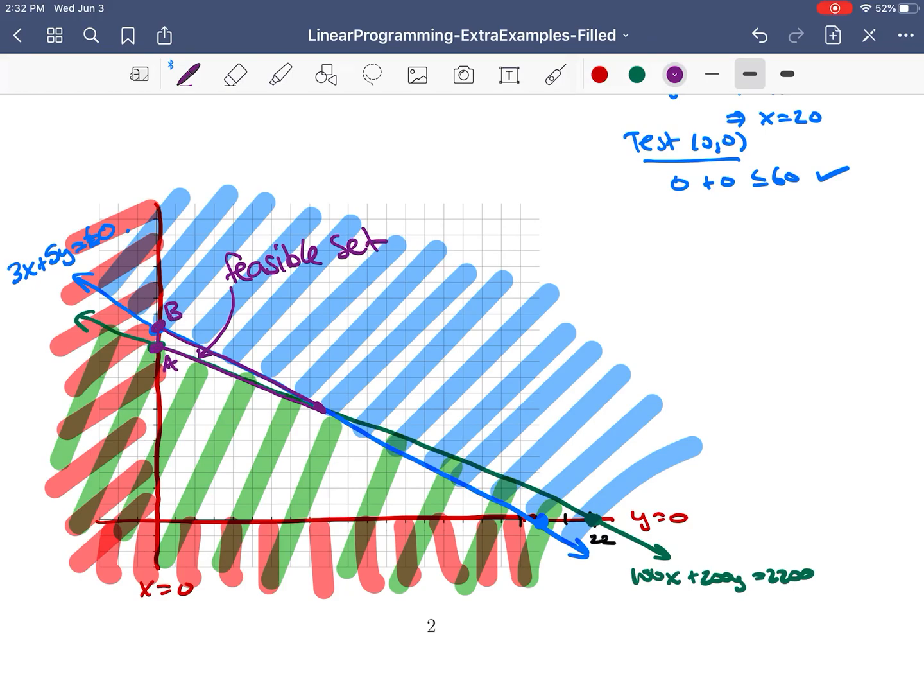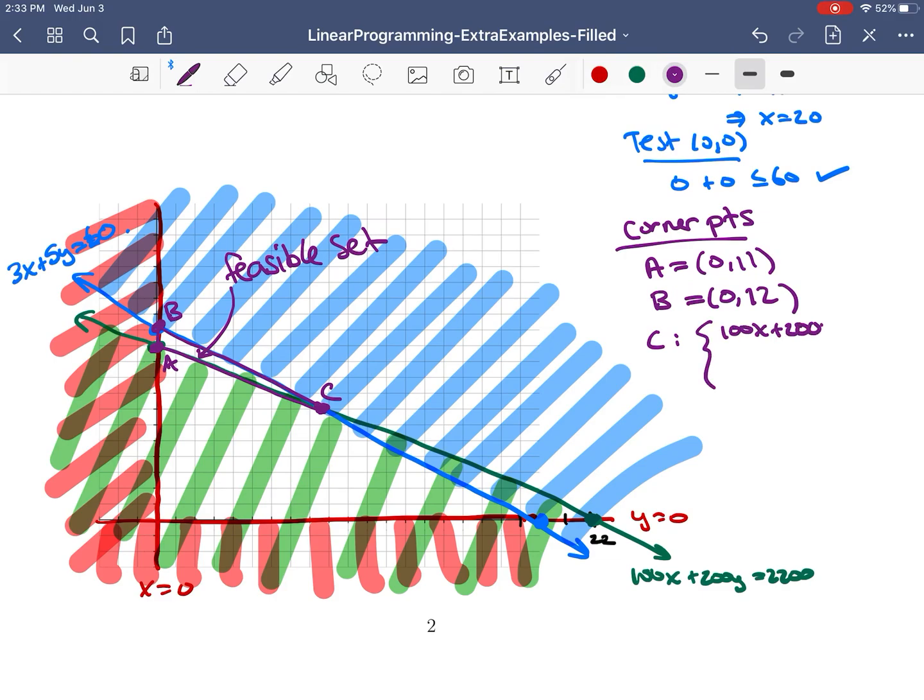Okay, so again, we have 3 corner points. So I'm going to call them A, B, and C. And A and B we already know because we plotted them. So A was 0, 11, and B was 0, 12. And C is the intersection of these two lines. Okay, so we need to find C.